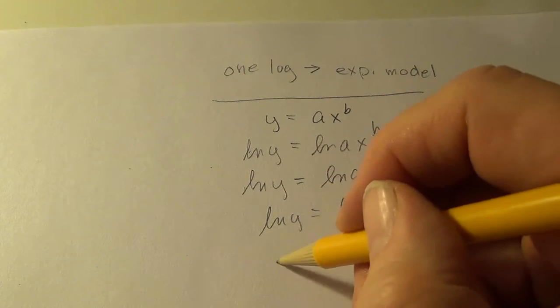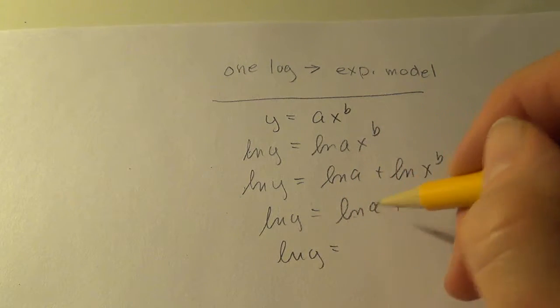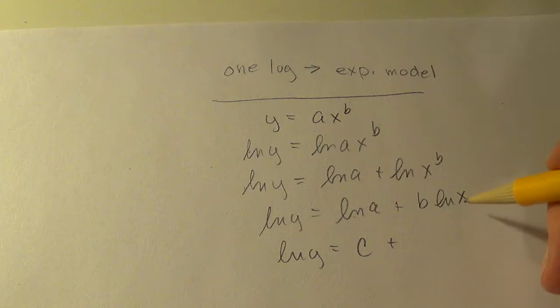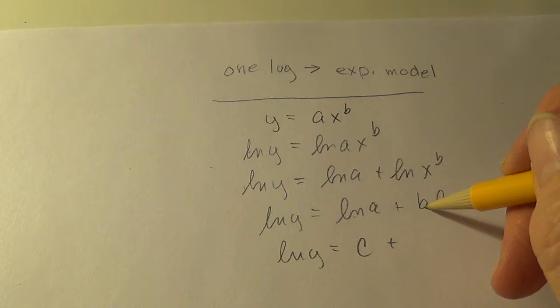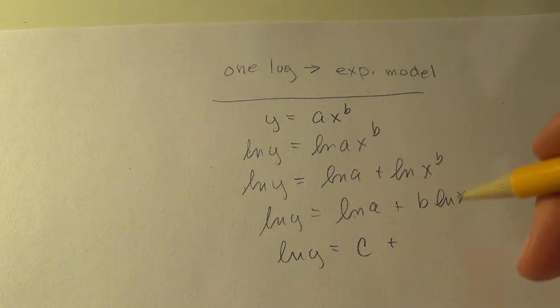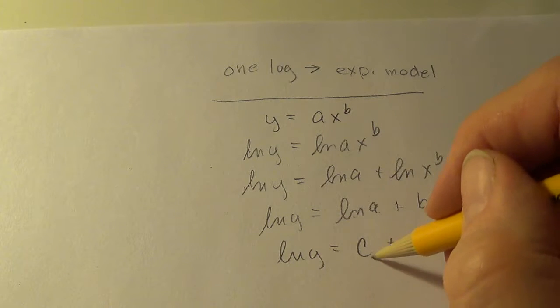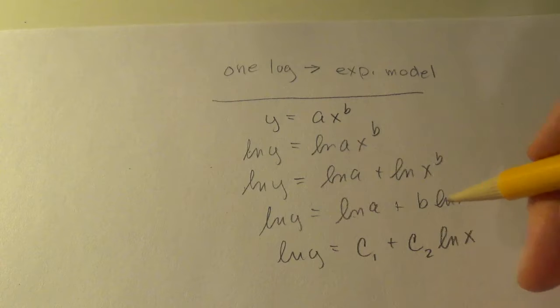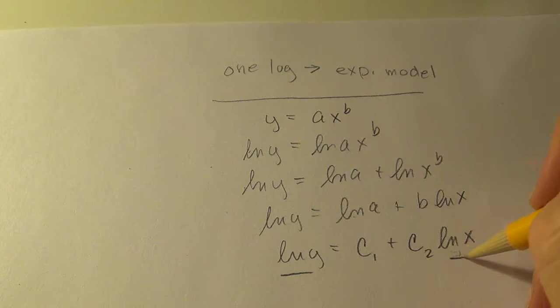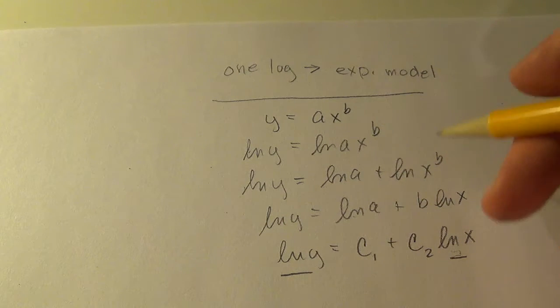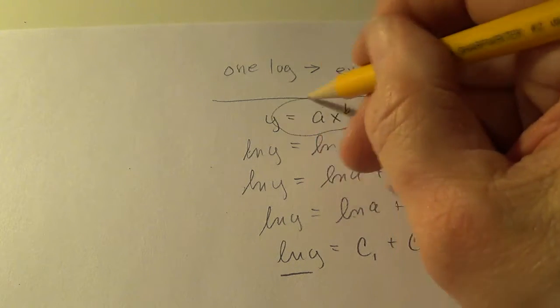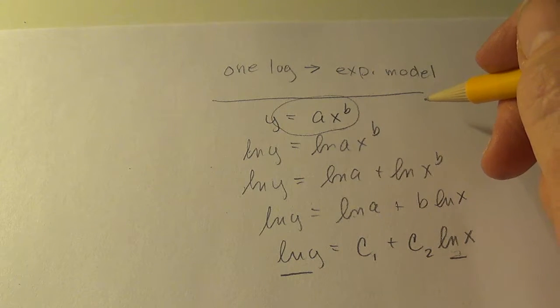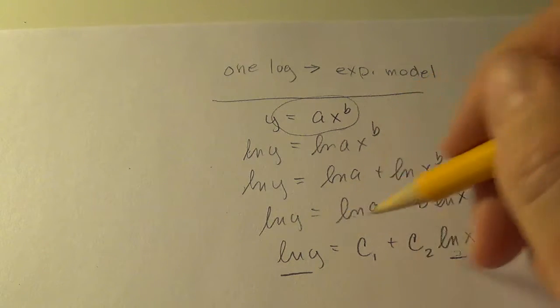And this time we have log here. ln of a is just a constant. And we have b, so we have another constant. So we call that constant 1 and constant 2. But ln of x. Notice at the end of our story we have two logarithms. So sometimes when we start with the power model, you end up with two logs.